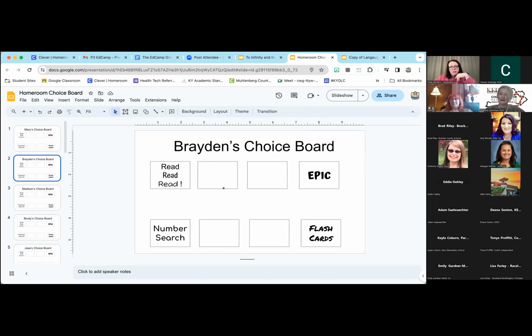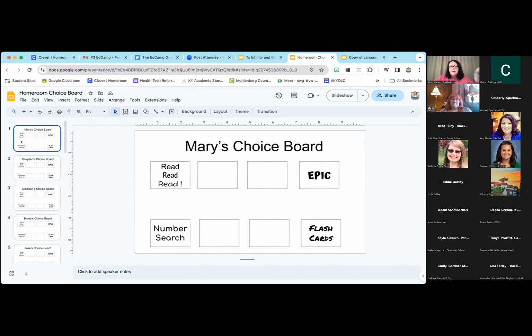A big thing with my 3rd graders right now is the game 24. A lot of them like to figure out those math problems. So this little guy may choose 24. Mary may not. Mary may choose to do pixel art on Google Classroom, and that's just working on fluency facts.